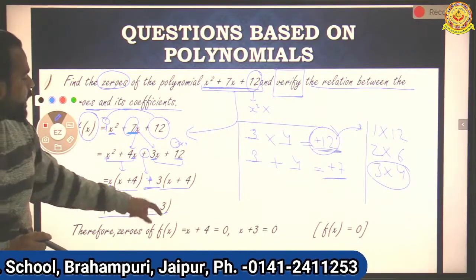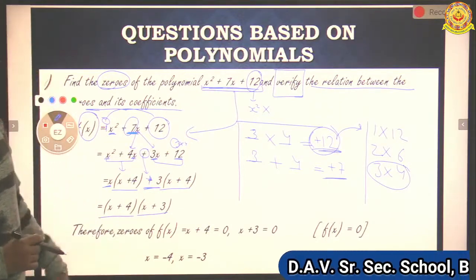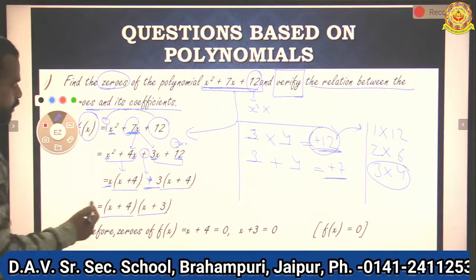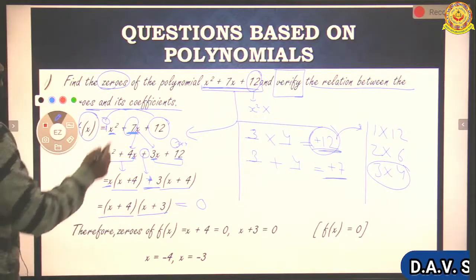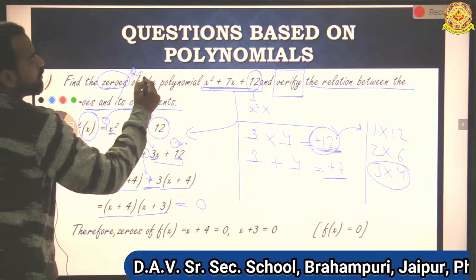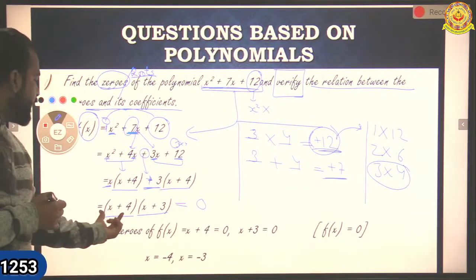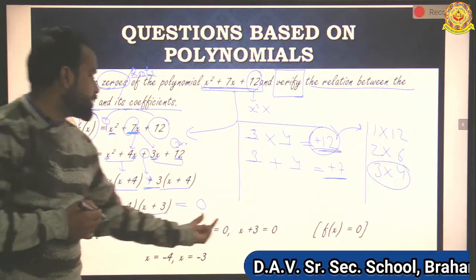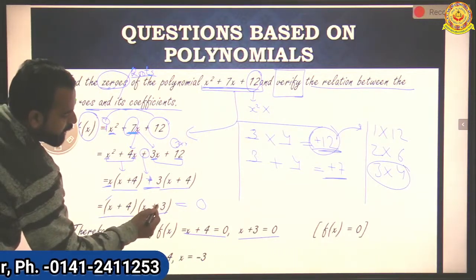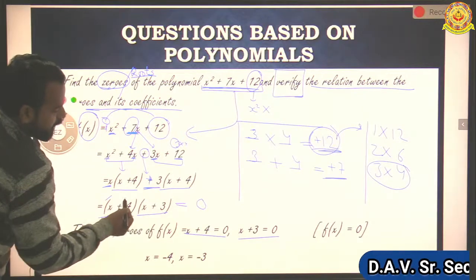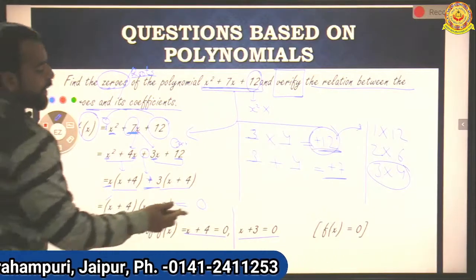Now we can say that x plus 4 and x plus 3 are the factors of x square plus 7x plus 12, because when we are finding the zeros or roots of this expression, x plus 4 can be 0. We can call them roots also, right? Zeros or roots. So when we are finding the zeros or roots of this expression, either x plus 4 will be 0 or x plus 3 will be 0. Because this is a product, if either factor becomes 0, multiplied by any number it gives 0. So either x plus 4 will be 0 or x plus 3 will be 0.